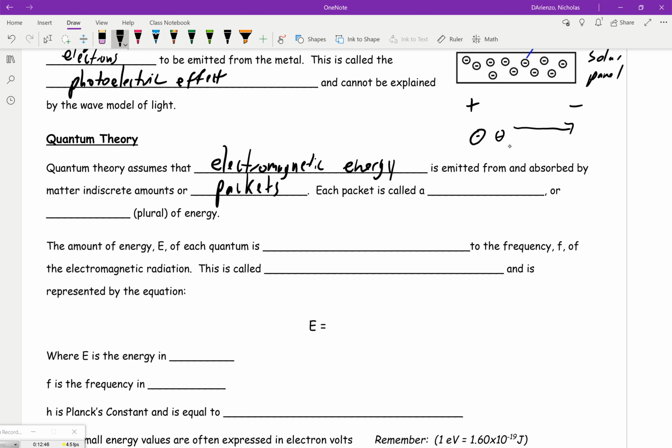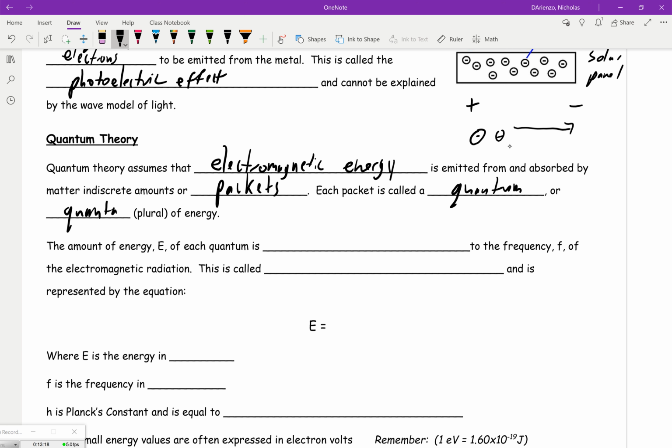And this is important to know. Each packet is what we call a quantum, or quanta. And we'll see that these quantum or quanta are actual photons. And these photons are going to correlate to, for one example, the creation of light, which we learned about in chemistry.